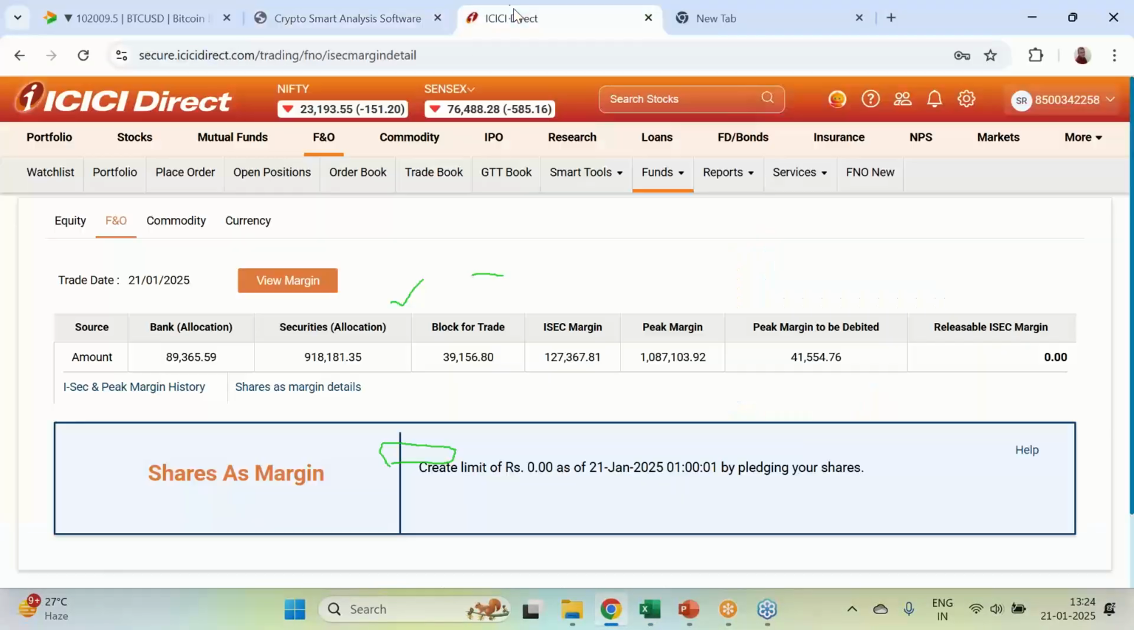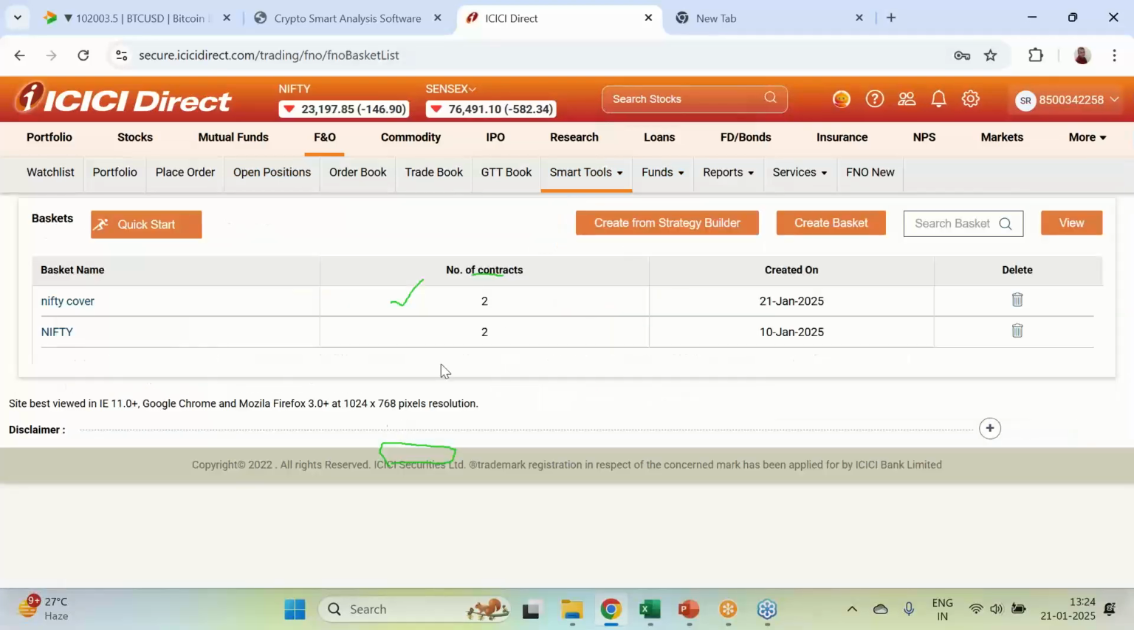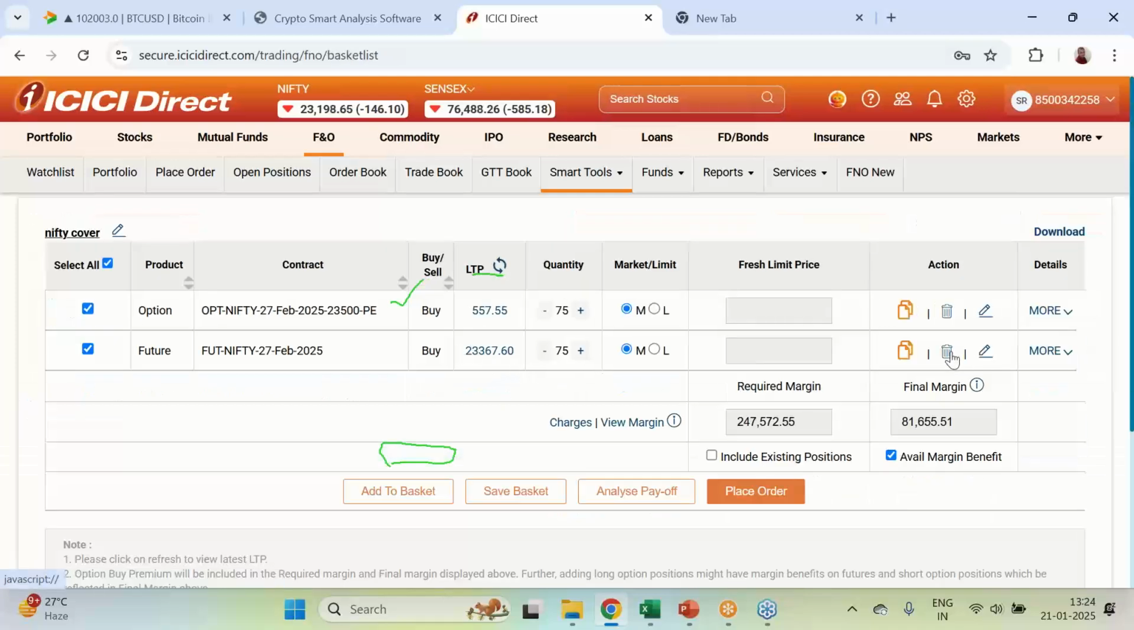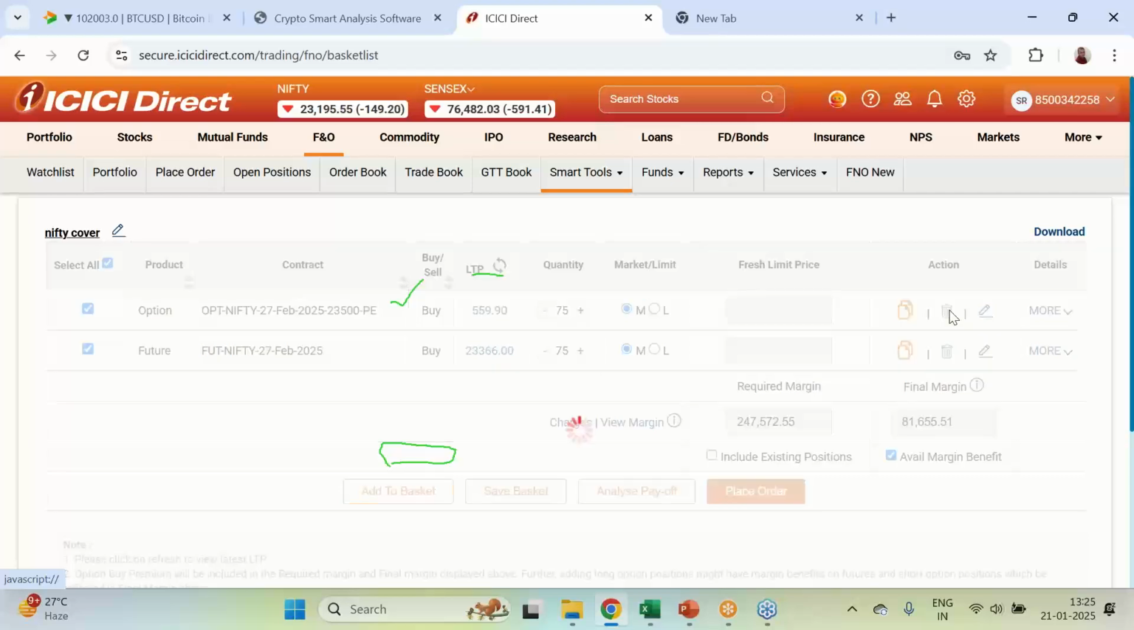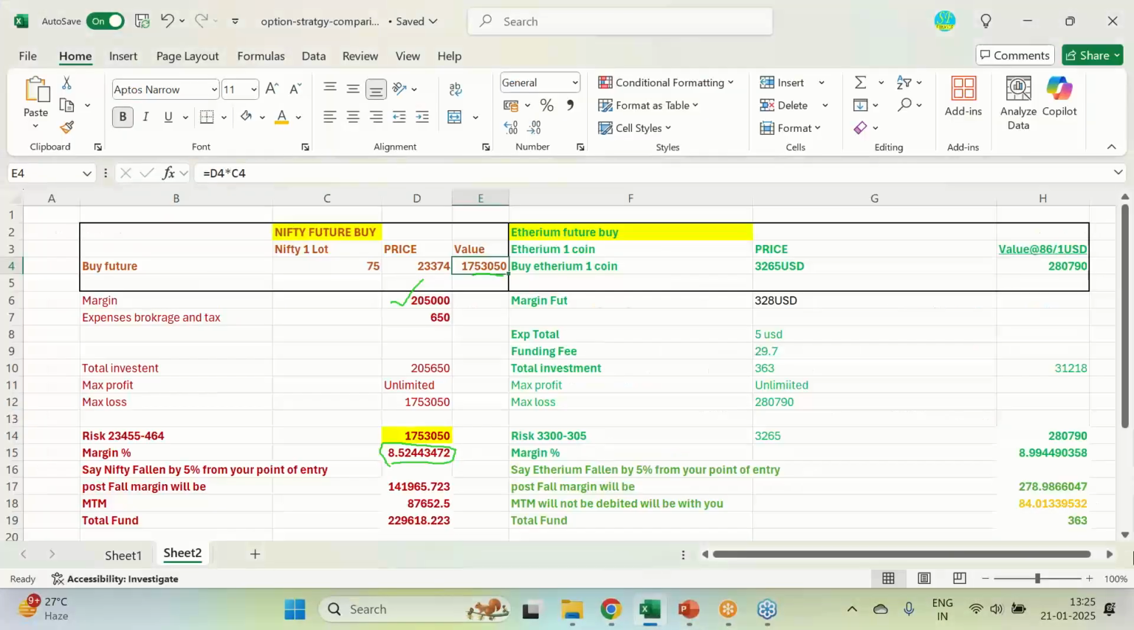I will just show you. If you go to the basket order and go for this part, you can see that if I make one option, I am not making it; I am just going for one future. It shows 2,05,753 now. So this is the money you require for one lot of Nifty. This is the actual figure, with no dilution in it.